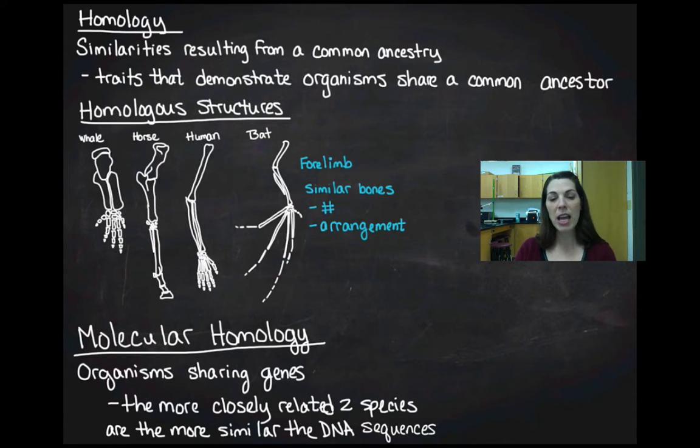So the closer the DNA sequences are to one another, the more molecular homology there is, and the more closely related those organisms are. And the gene that we're going to use the most for this in class is going to be hemoglobin. So we'll look a lot at hemoglobin and what organisms have pretty much identical hemoglobin to humans, and then we can look at how distantly related different species are based on how different their hemoglobin molecule is from ours.